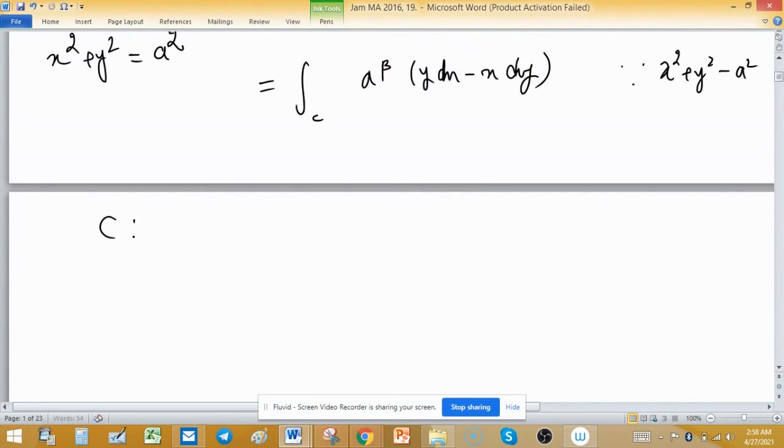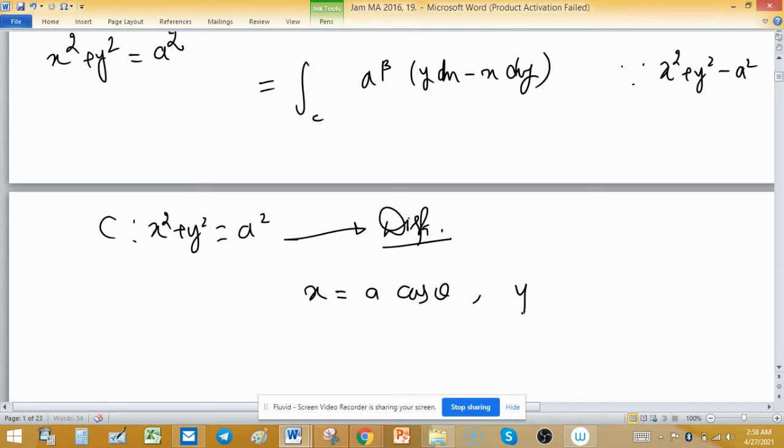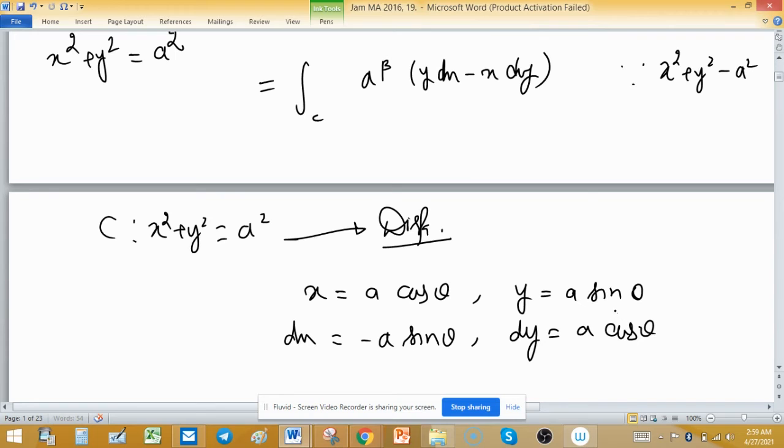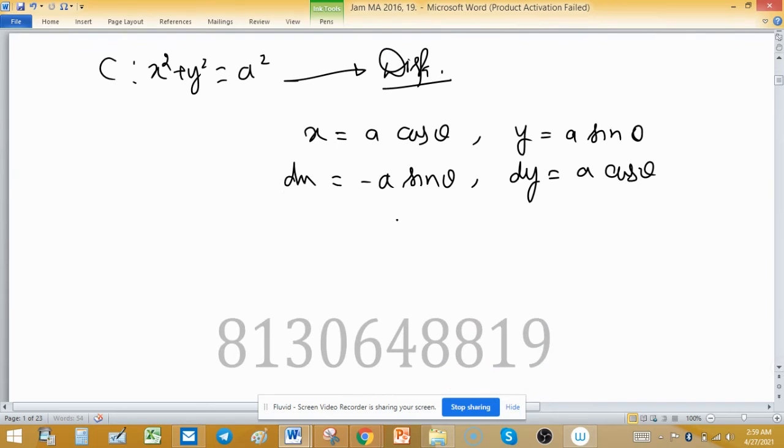As curve C is x square plus y square is a square, and this is the equation of a disk, we parameterize this equation: x equal to a cos theta and y equal to a sin theta. Using this, dx will become minus a sin theta d theta and dy will be a cos theta d theta. Use this in the above equation. This is equation 1.